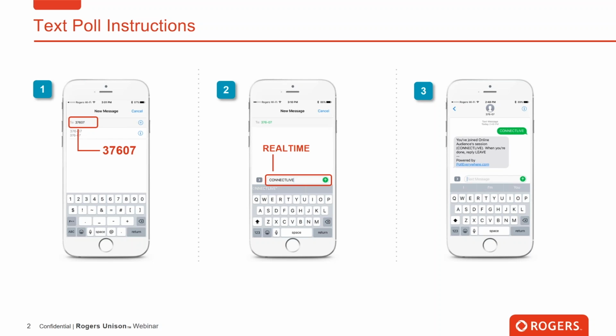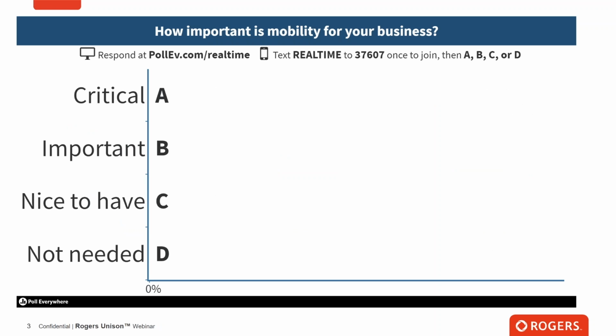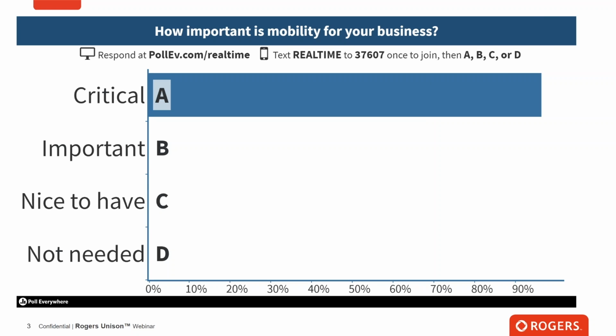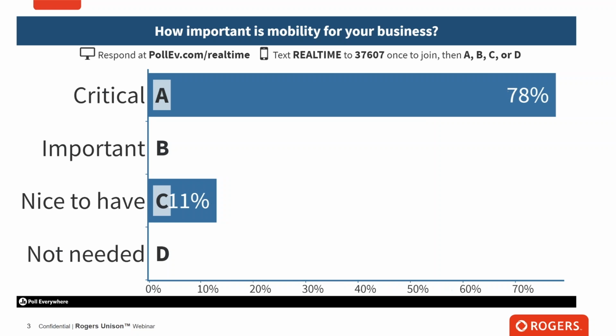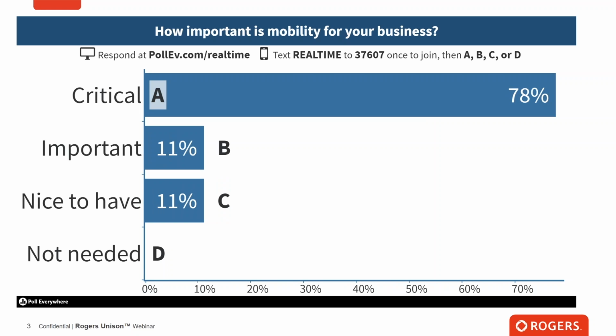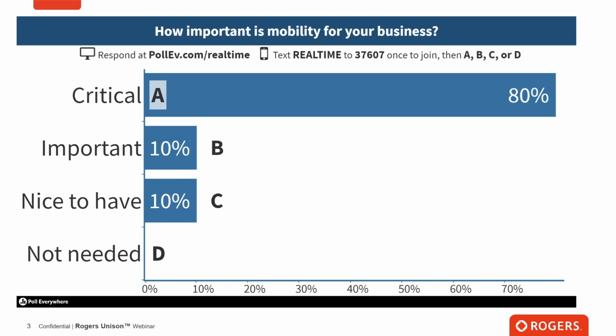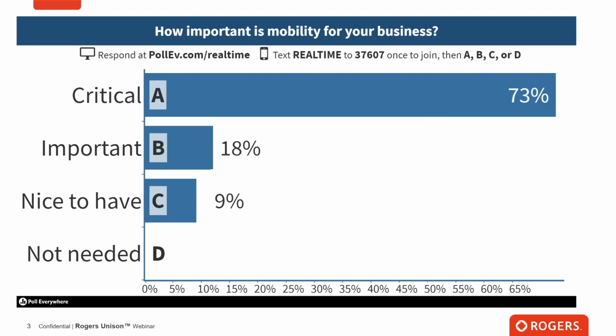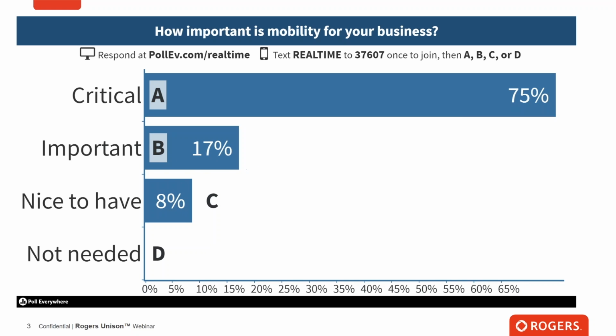It is completely anonymous. I encourage everyone to participate because it will help shape the content of this webinar, and that way we can have a discussion that's reflective of everyone in the audience and your opinions on some of the subject matter. To get started, I'm actually going to start with the text poll. To lay the foundation, I'd like to know how important is mobility to your business. So what you're going to do, again, register by sending a text to 37607, real time is the word you put in. Once you've registered, you're going to answer either A, B, C, or D and hit send, and your answers will come in. You can start seeing on the screen, we've got some live answers coming in.